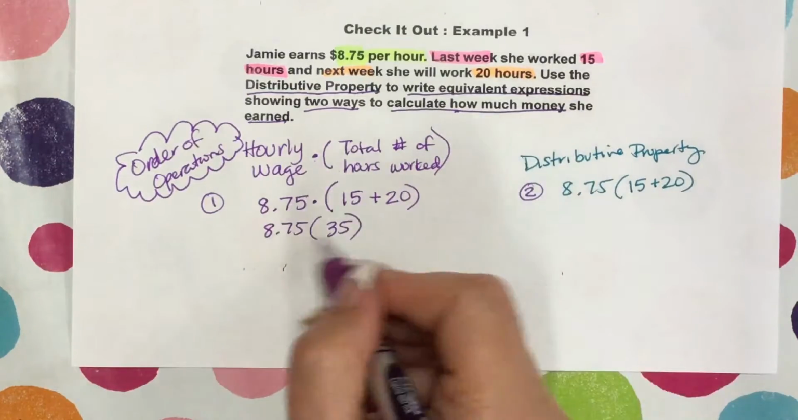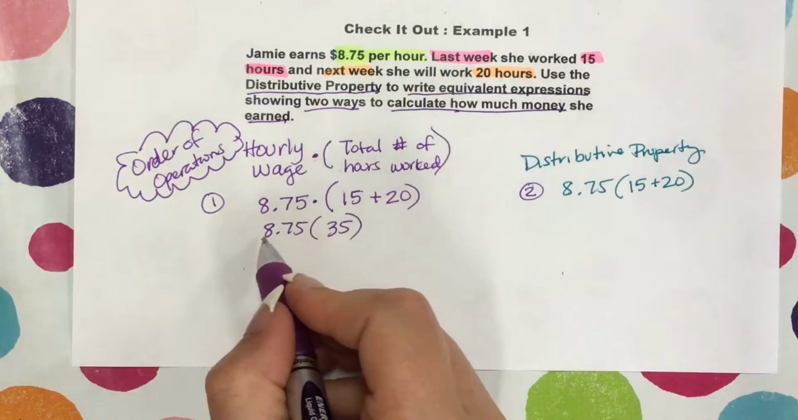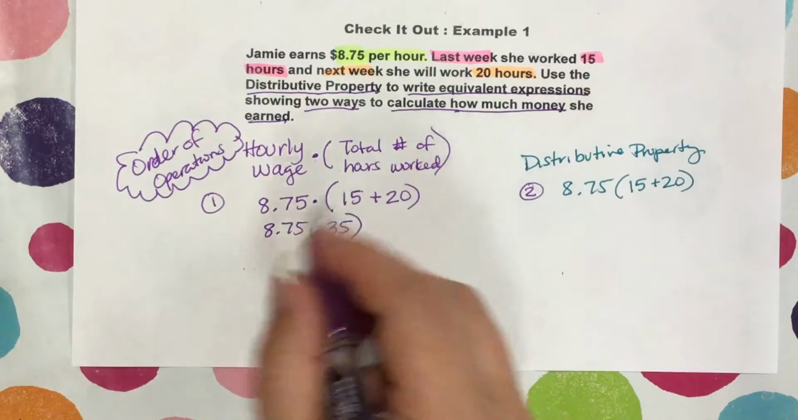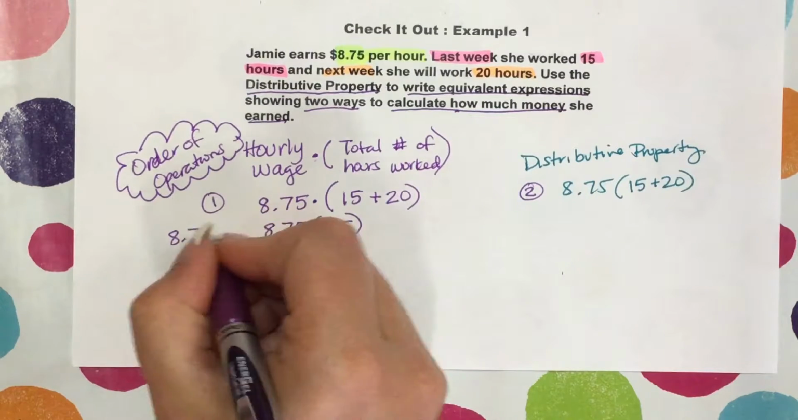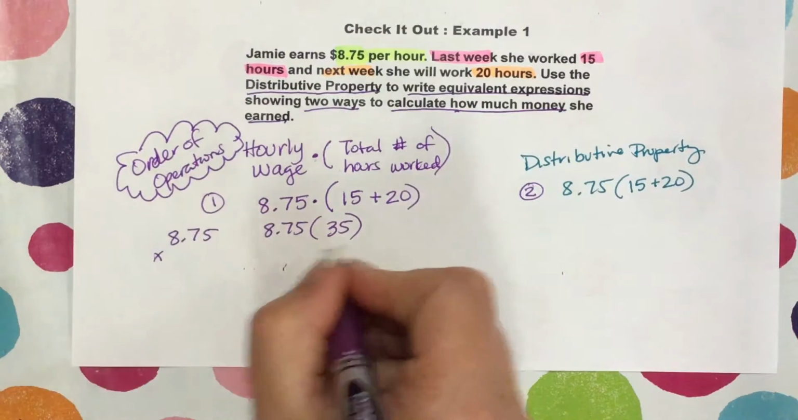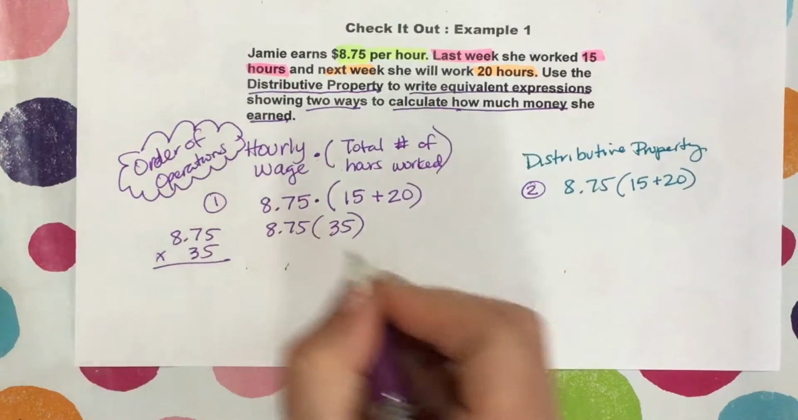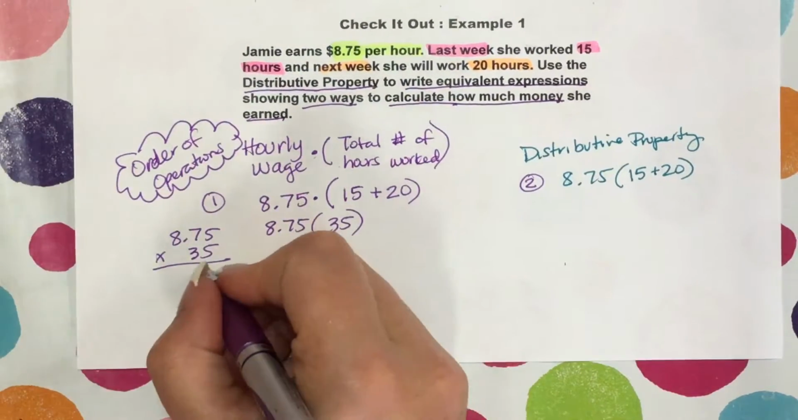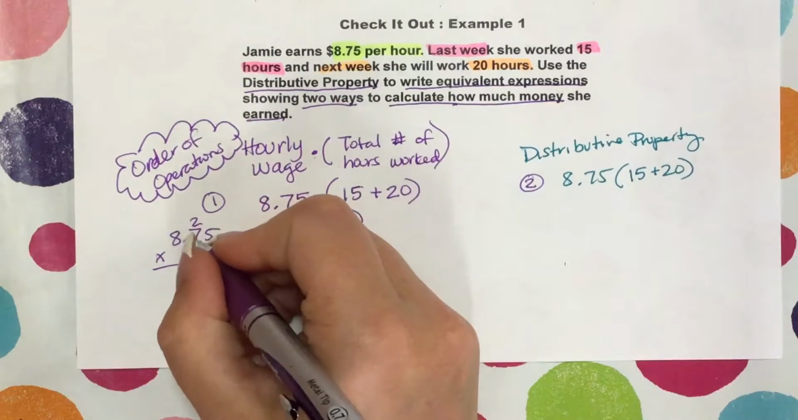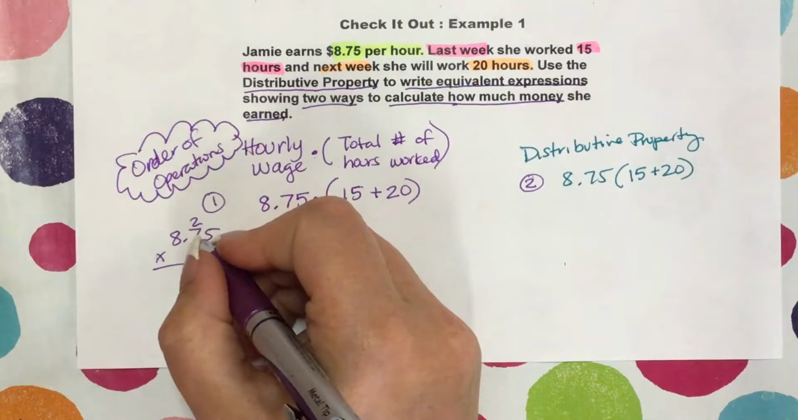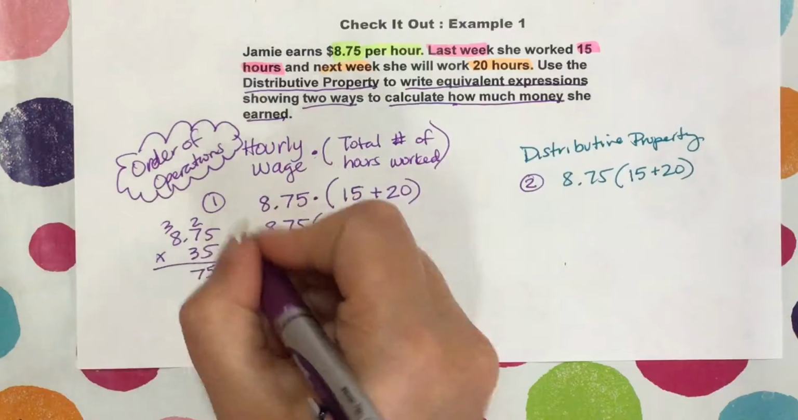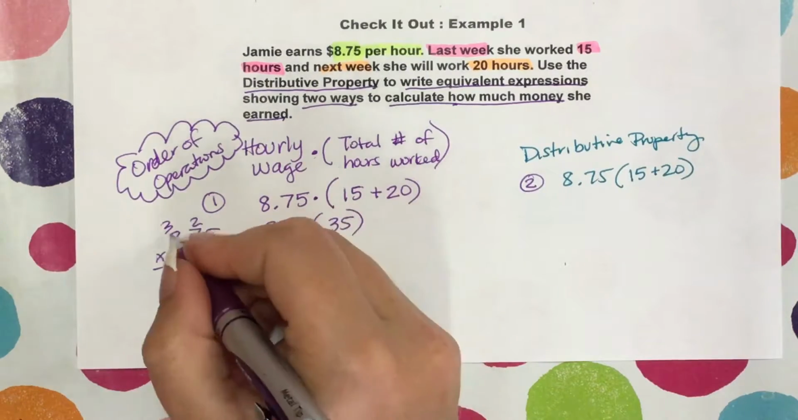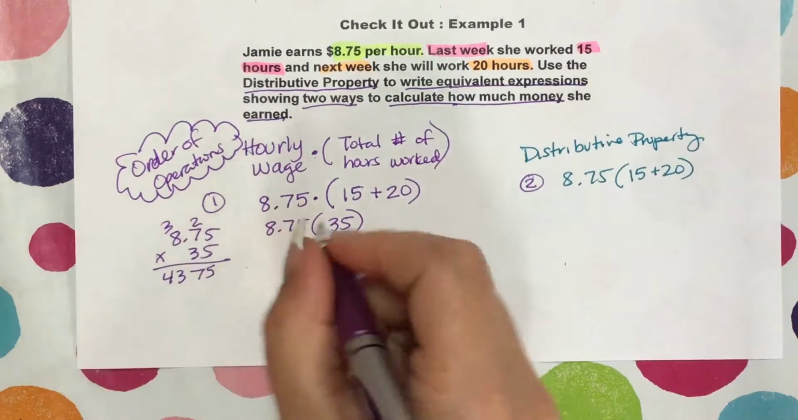So we just do this multiplication. This has 3 places, this has 2, so I'm going to put the 3 places on top. 8.75 times 35. And do the multiplication. 5 times 5 is 25, right? The 5 carry the 2. 5 times 7 is 35, plus 2 is 37, right? 7 carry 3. 8 times 5 is 40, plus 3 is 43.